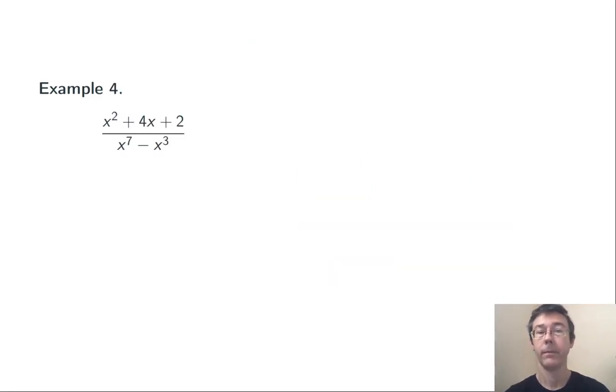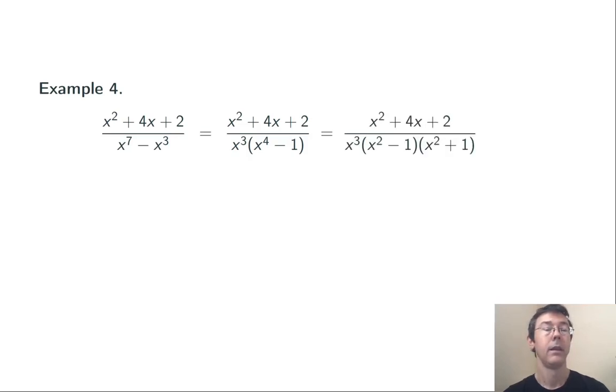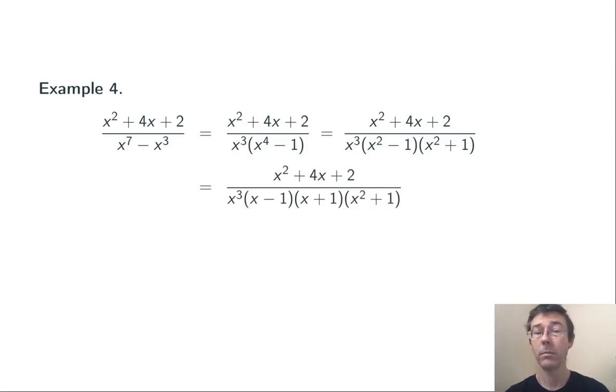One last example. x squared plus 4x plus 2 over x to the 7th minus x to the 3rd. I start by factoring the denominator, pulling out a common factor of x cubed, and then recognizing that x to the 4th minus 1 is a difference of squares. So I get x squared minus 1 times x squared plus 1. x squared minus 1 can be factored a little further. That's x minus 1 times x plus 1. Now everything is irreducible. I've got some linear terms, and I have the irreducible quadratic x squared plus 1.